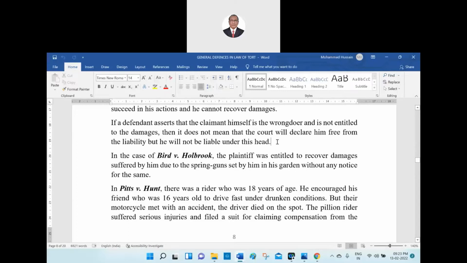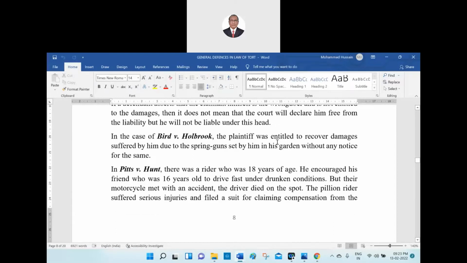When you make a promise, don't break the promise. First, don't make the promise; if you make the promise, don't break it. But what promise should it be? A legal promise, not an illegal promise. Okay? So let us see one of the case laws, Bird versus Holbrook. Yes, can anyone read the case law? Have you read this case law?